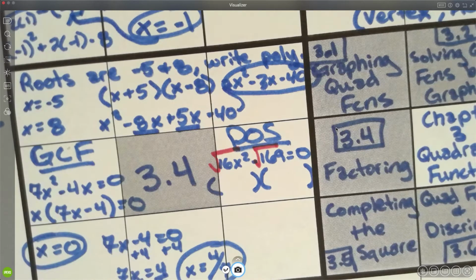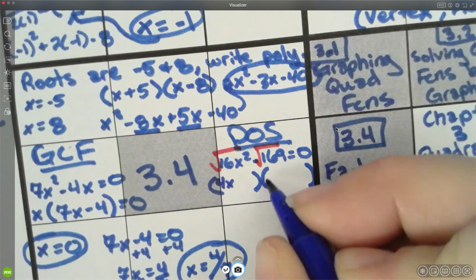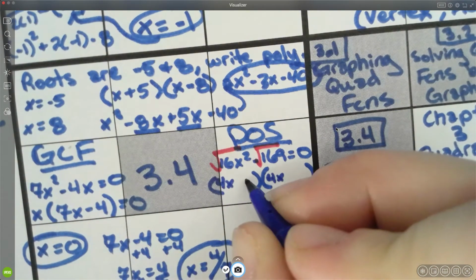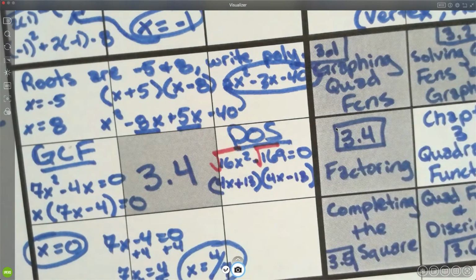4x. And what's the square root of 169? I don't know. 12, 13, or 14. 13. And one of them is plus and one of them is minus. Does it matter which one I do first? No. So, what do I do now? Nothing. Set it equal to 0, you betcha.